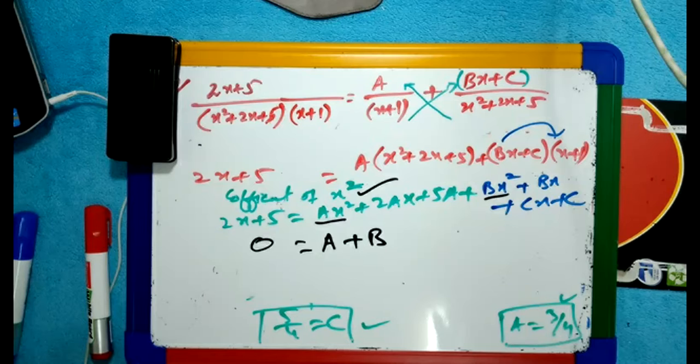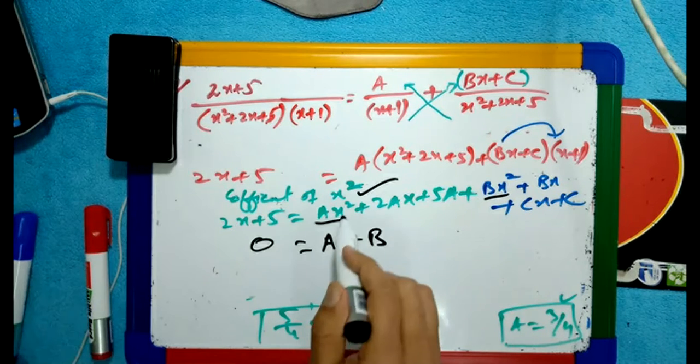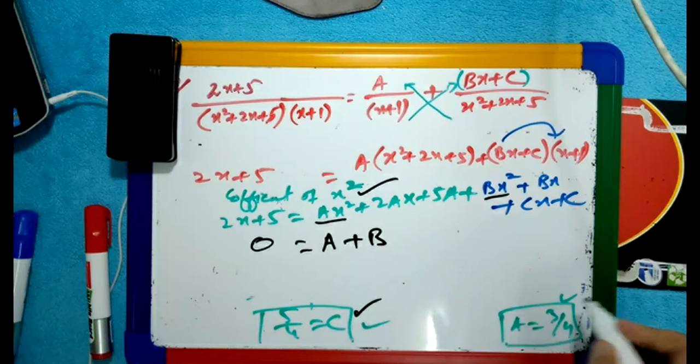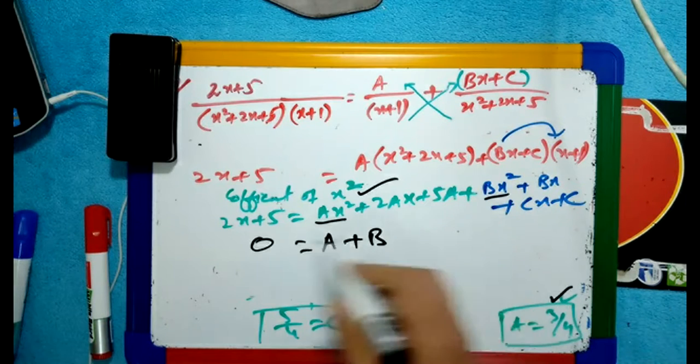Coefficient of x squared is a, coefficient of x squared is b, after expansion. A is already calculated, I calculated a and c. Now I am working for b.